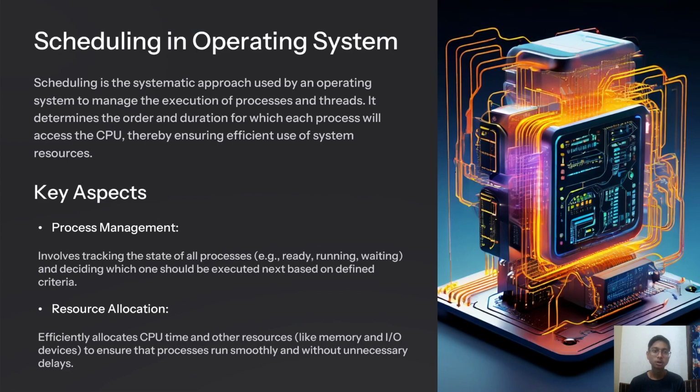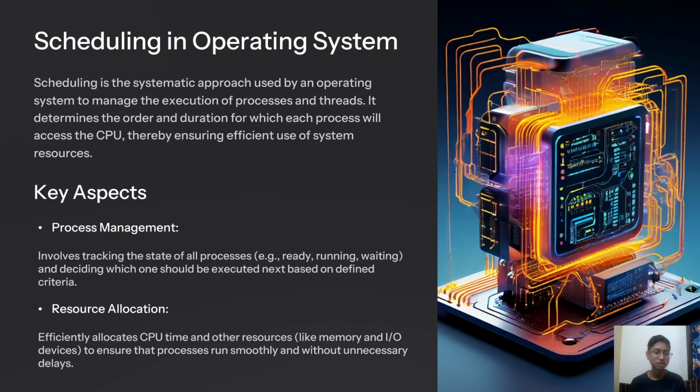So let's first talk about scheduling in operating system. It is the systematic approach used by an operating system to manage the execution of processes and threads. It determines the order and duration for which each process will access the CPU, thereby ensuring efficient use of system resources. Key aspects: process management. It involves tracking the state of all processes and deciding which one should be executed next based on defined criteria.